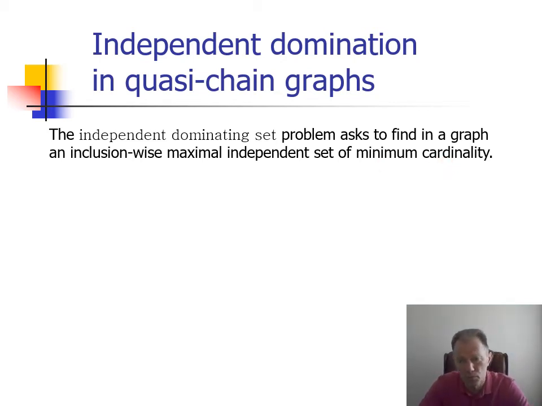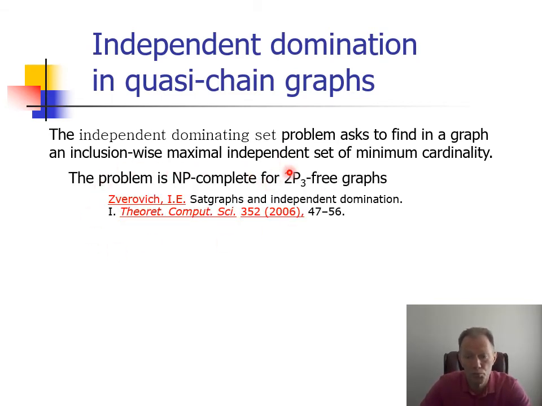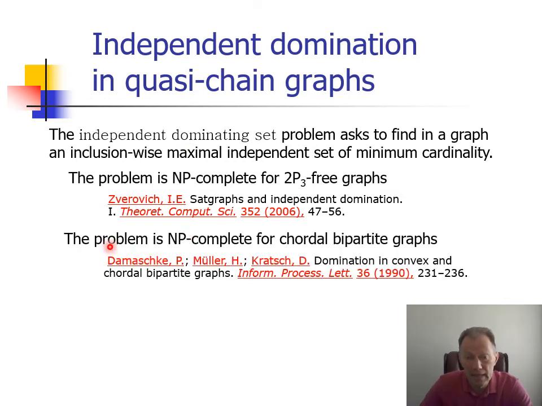This is a very difficult problem which is NP-complete for general graphs, and moreover it remains NP-complete in many restricted graph families. In particular, it is NP-complete for 2P3-free graphs, because this class contains, as a subclass, the class of so-called SAT graphs, where SAT graphs stand for satisfiability graphs. This is a class of graphs where the independent dominating set problem coincides with the satisfiability problem.